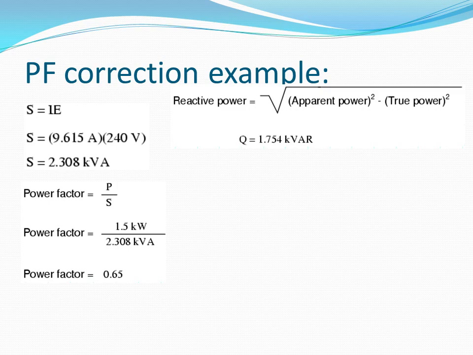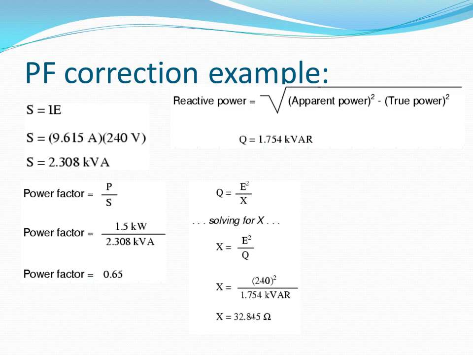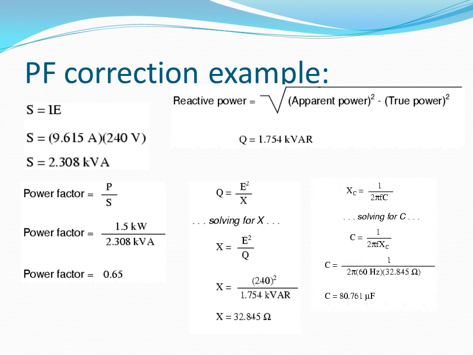Now that we know the amount of reactive power, we can calculate the size of the capacitor needed to counteract its effects. Rounding this answer off to 80 microfarads, we can place that size of capacitor in the circuit and calculate the results.